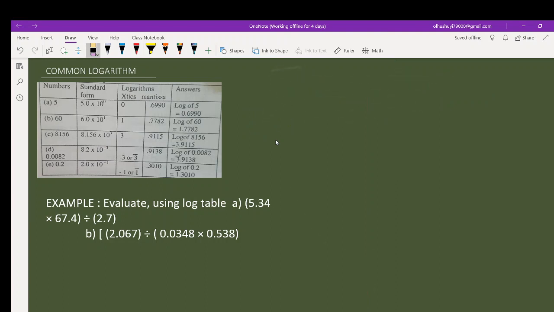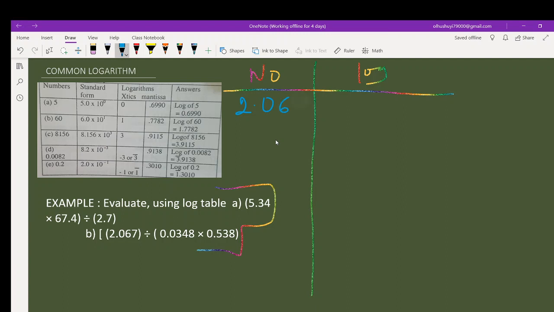Let's adjust a bit because of what we are dealing with now. Number we have log. So here we have 2.067. So this becomes 0.20 under 6 difference 7. You have 3154. 3154. Then you go to the next one.